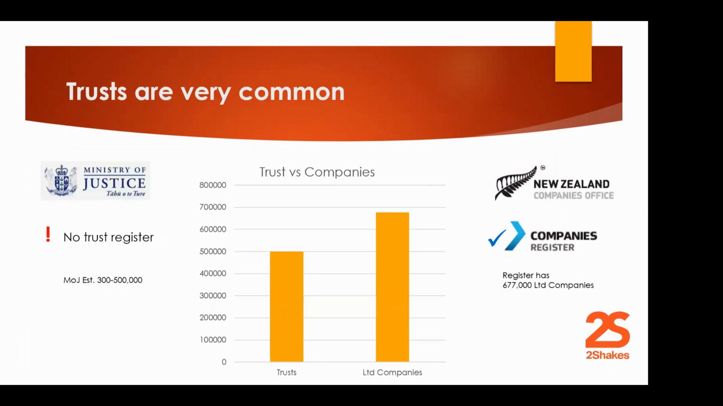And they are very common. Nobody knows exactly how many. The Ministry of Justice estimates 300,000 to 500,000 trusts in New Zealand alone, compared to 677,1000 registered companies. Interestingly, we can see with the companies register, there's registered companies, but with trusts, there is no trust register. There is no exact format for what a trust looks like. There are as many trusts out there as people start writing up and signing off, and they've created a trust. So they don't have to be registered. We don't know exactly how many, but there's a lot.